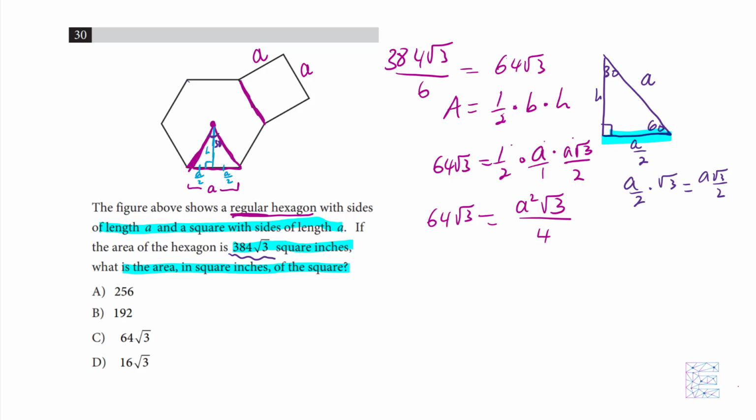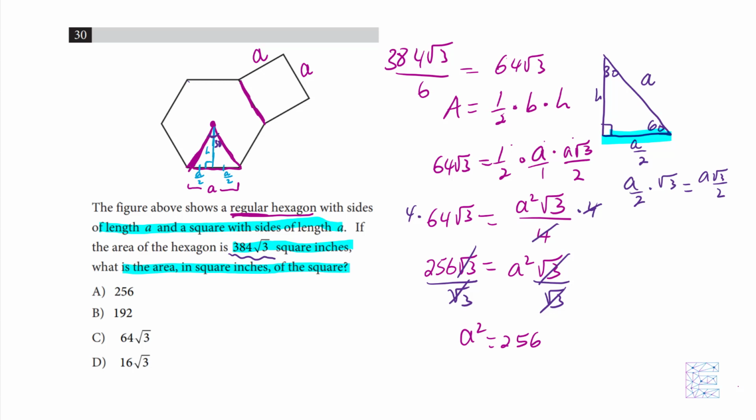We want to get A by itself, so when we multiply both sides by 4, times 4 and times 4, the left side ends up being 256 square root of 3 equals A squared square root of 3. Why? Because these 4's canceled out. So to get A squared by itself, we're going to divide both sides by our square root of 3, as shown. And of course, these root 3's cancel. So we're left with A squared equals 256.